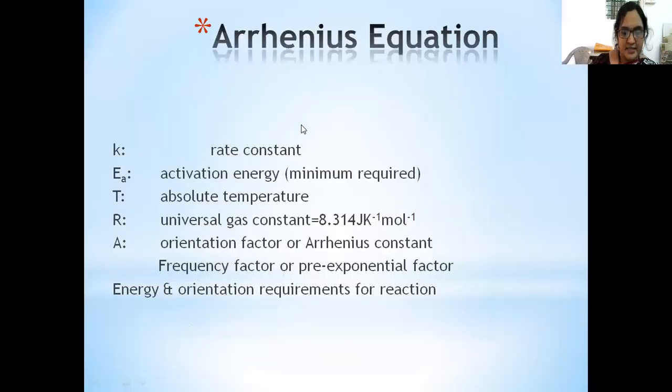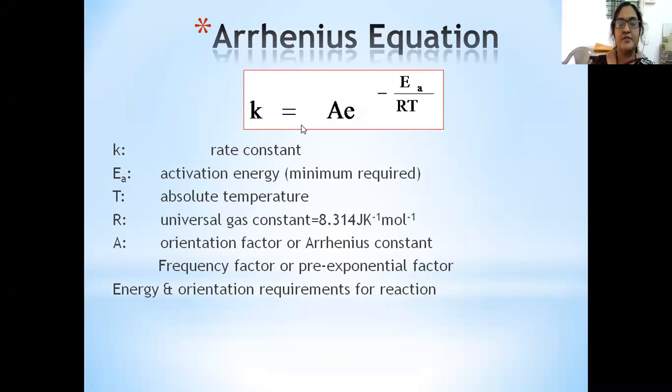We know the Arrhenius equation. The Arrhenius equation studies the effect of temperature on the rate of reaction, given by k = A e^(-Ea/RT), where k is the rate constant, Ea is the activation energy, which is the minimum energy for a reactant molecule to cross the energy barrier and convert into the product.